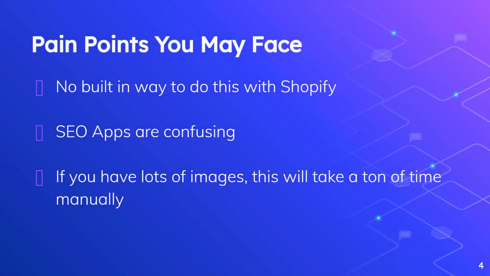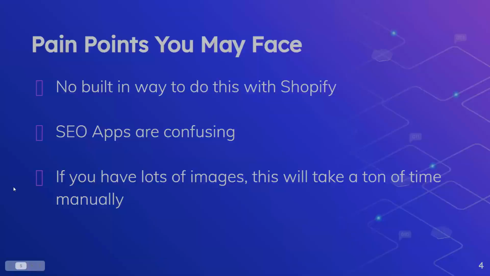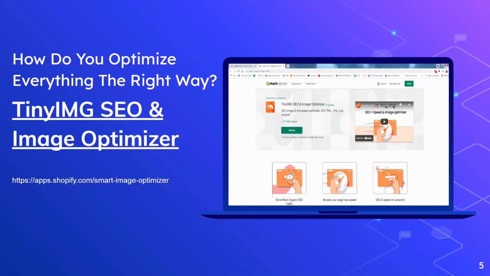Now, there are some pain points you may face. There's no built-in way to do this easily with Shopify. You can, of course, take imagery out and bring it into Photoshop, export it for the web, and shrink the size and all that great stuff. If you have a lot of images, it's going to take a lot of time if you're doing it manually. There are also a lot of different SEO apps and options out there. This one is very straightforward. It deals directly with your images. So I'm going to show you exactly how to optimize your imagery the right way.